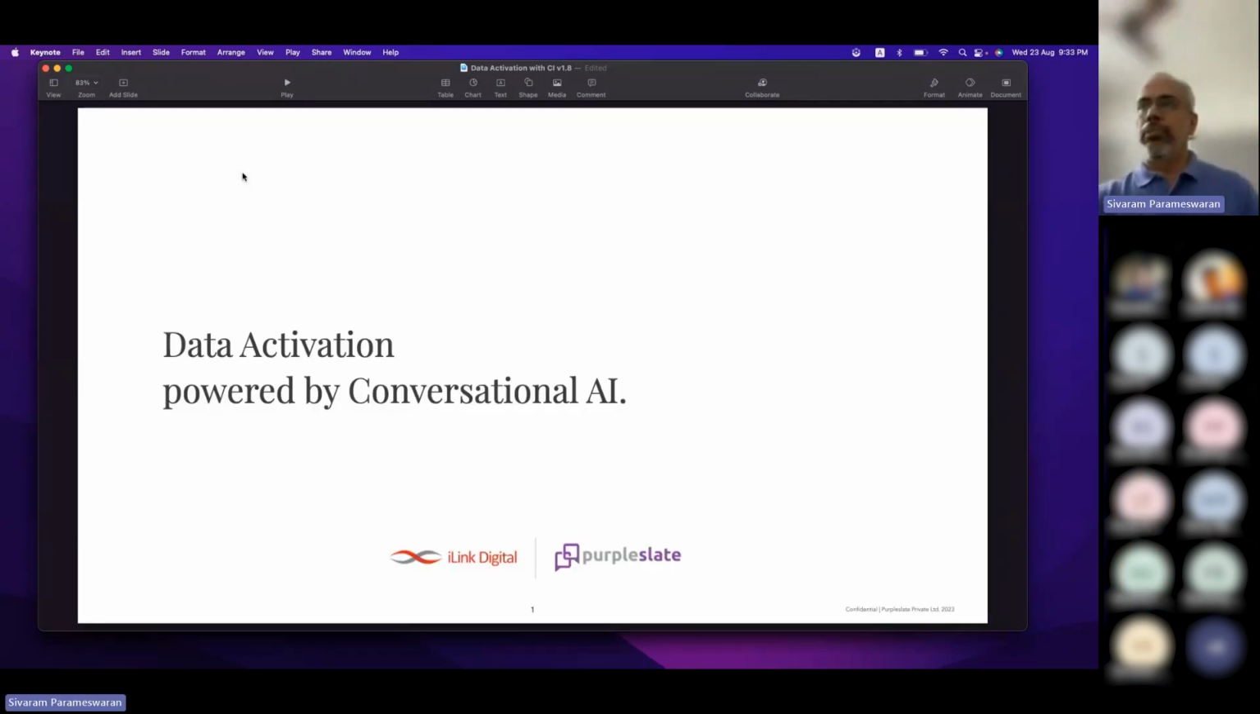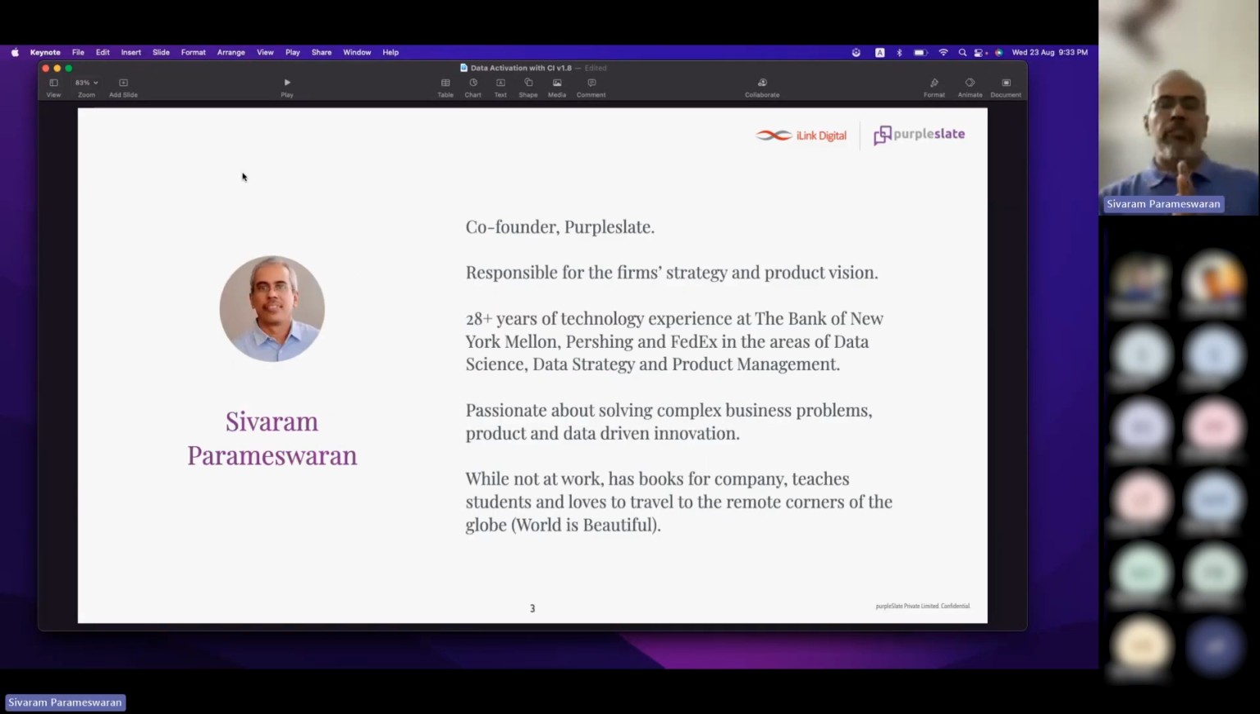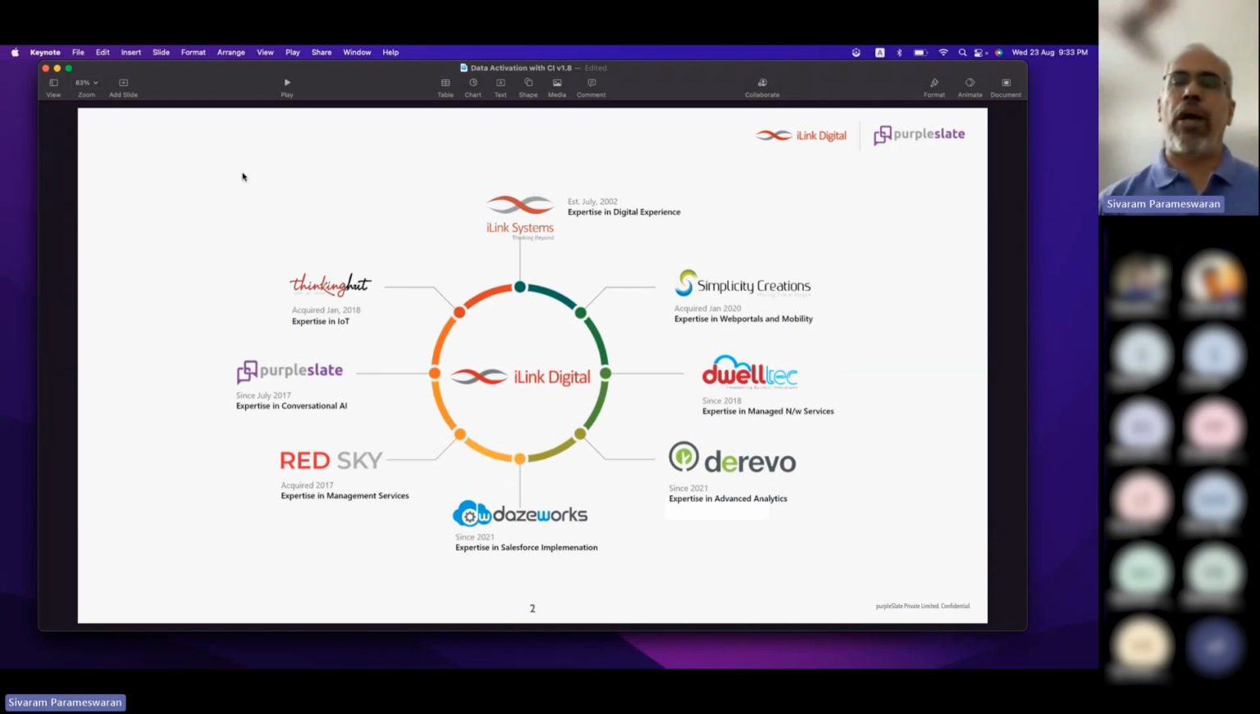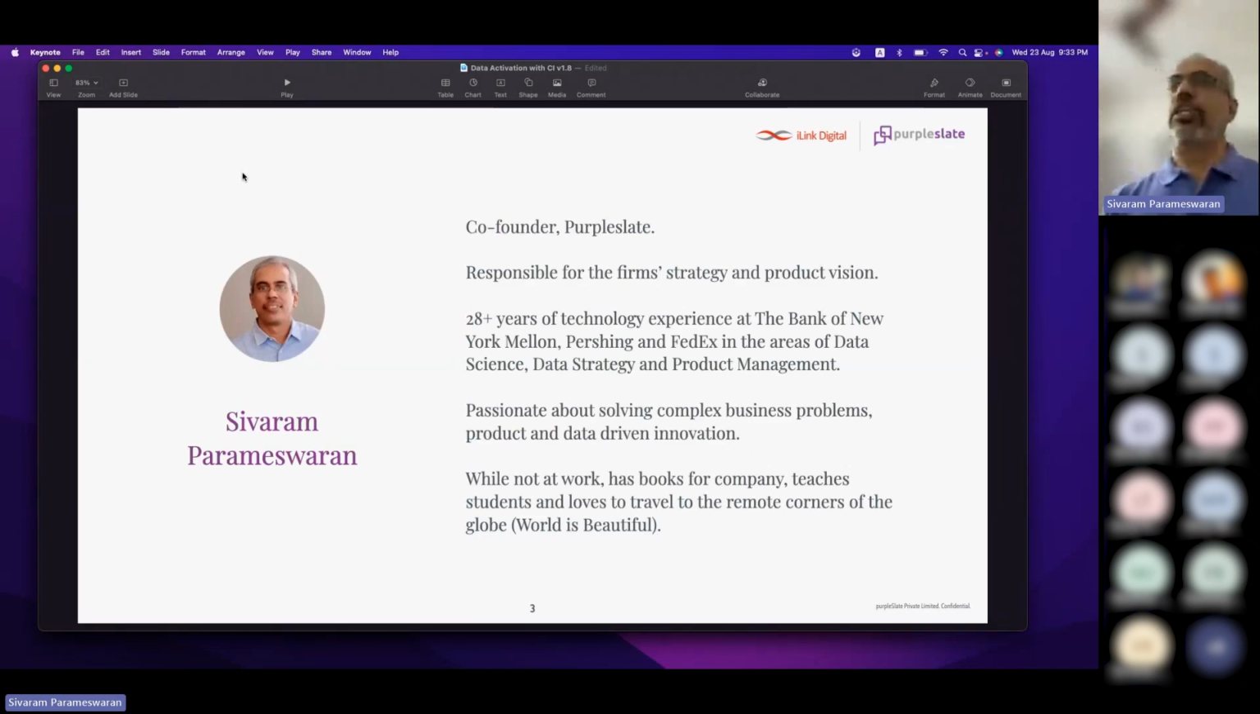All right, okay. My name is Sivram, and I'm part of iLink Digital, which consists of a family of companies, each one of them focusing on specific areas, specific technology competencies. I head a business unit around conversational AI, basically technology involving natural language processing, voice based applications.